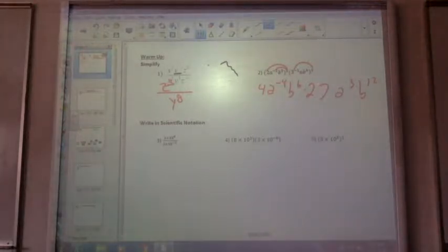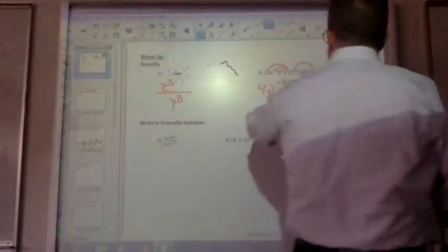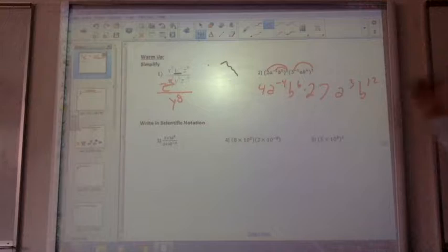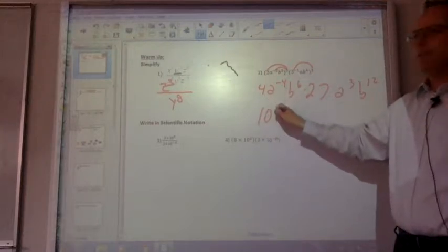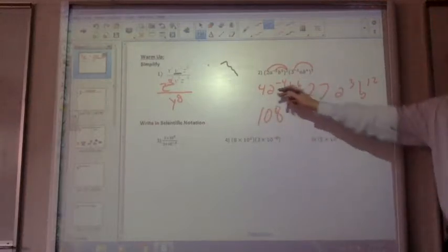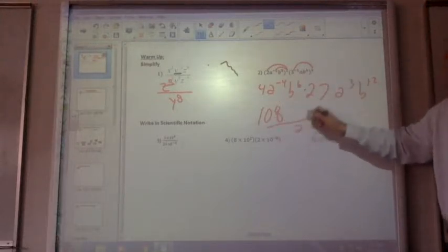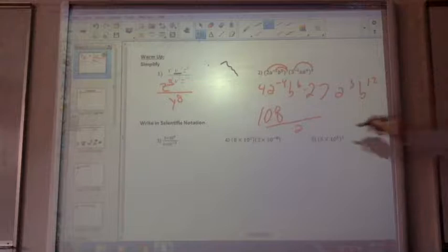No, it's a times. All right, so then 4 times 27 is 108. A to the 4th moves down. If I do a tug of war with the A's, bottom wins by 1. And then B to the 18th.